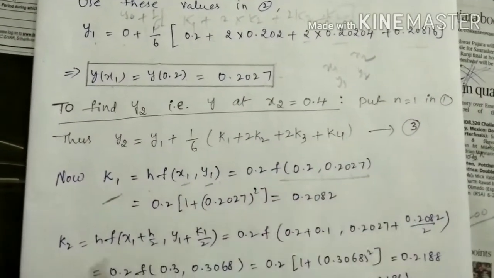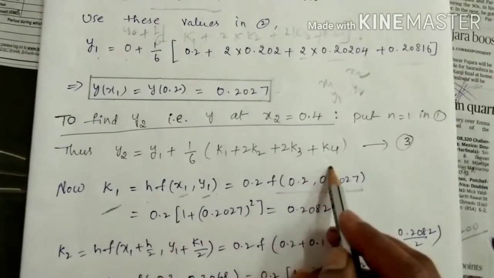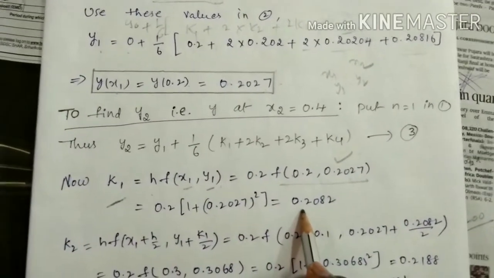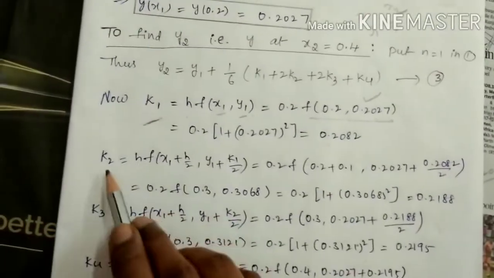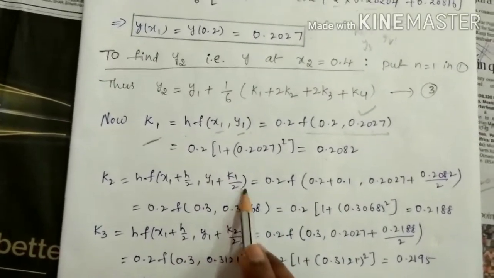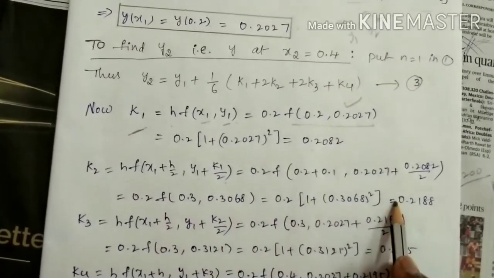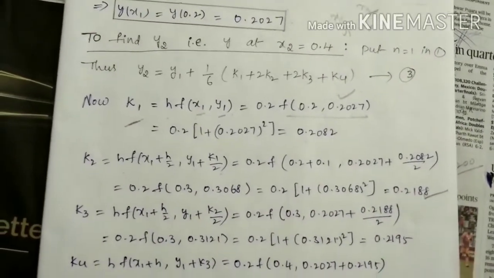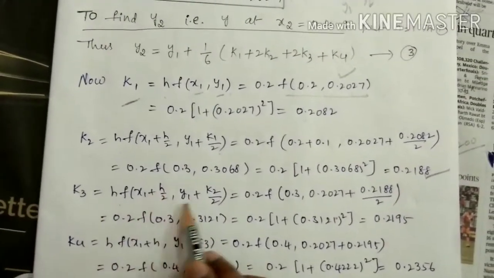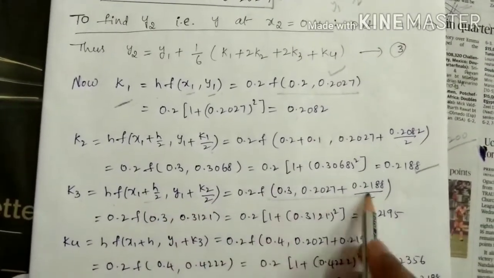Using the f of x comma y function here, we will write 0.2 into 1 plus 0.2027 whole square. By simplifying that, we get 0.2082. In a similar way, k2 is obtained as h into f of x1 plus h by 2 comma y1 plus k1 by 2. Using all the known values here and using the function value, we get k2 as 0.2188. Then k3 equals h into f of x1 plus h by 2 comma y1 plus k2 by 2.